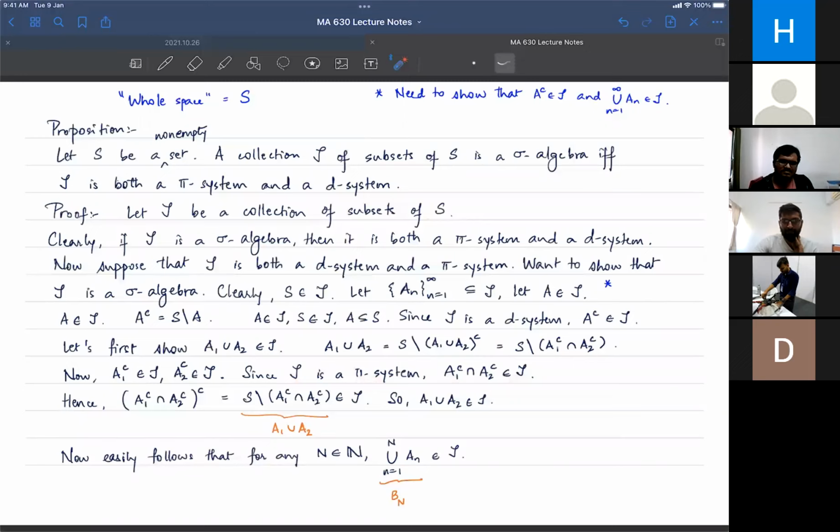Now let's look at A1 complement intersect A2 complement, which is in S. But we have shown that S is closed under complements. So the complement of A1 complement intersect A2 complement is in S. Now let's unwrap this. This is S minus A1 complement intersect A2 complement. But remember what this is: it's just A1 union A2. So what we're saying is that A1 union A2 is in S. Any questions?